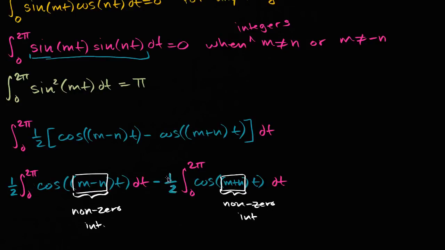And even if you multiply it by 1/2, you still get a bunch of zeros. So hopefully that makes you feel good about that statement right over here. When m does not equal n, or m does not equal negative n, this whole thing is just going to evaluate to 0. That's going to be 0, and that is going to be 0.